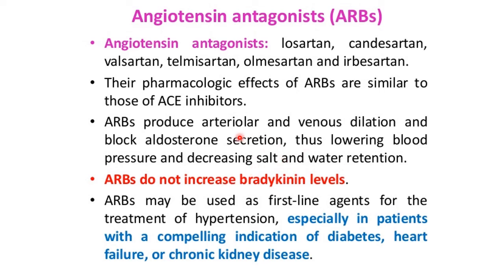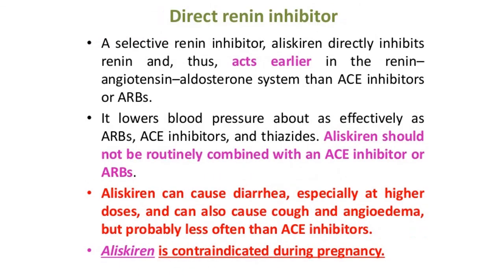So you may be asked why cough is not the problem with ARBs and why it is the problem with ACE inhibitors. So you will tell that ARBs do not increase the bradykinin levels. They only block the receptors where angiotensin 2 acts. So cough is not the problem. So they may be used as first line agents for the treatment of hypertension, especially in patients with compelling indication of diabetes, heart failure, and chronic kidney disease.